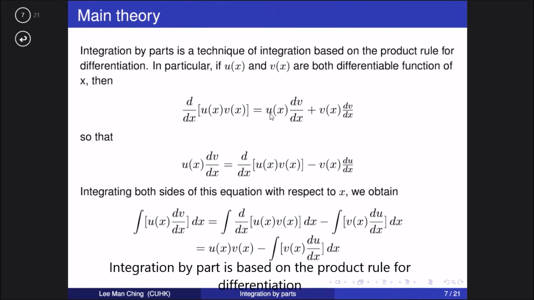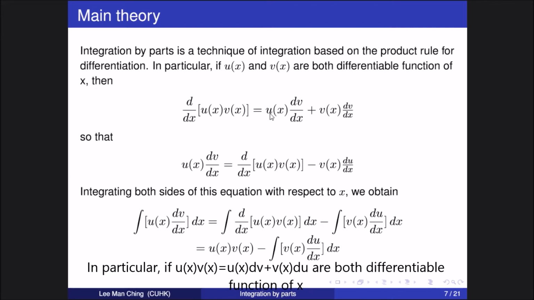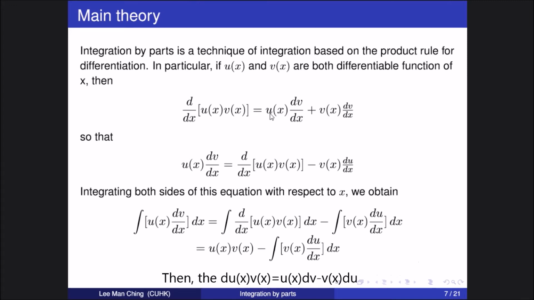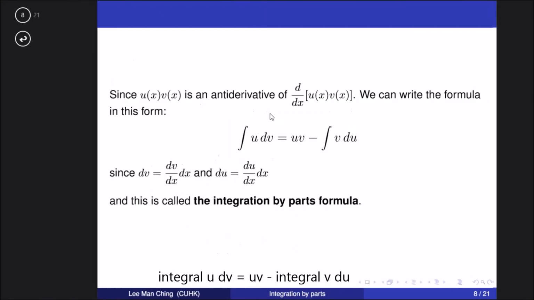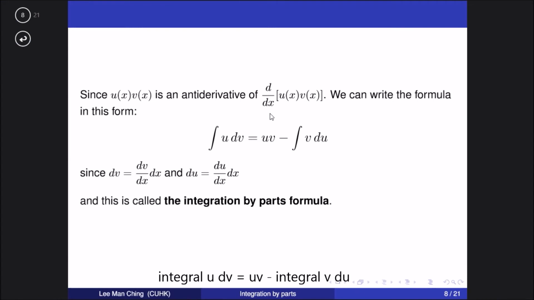Integration by parts is based on the product rule for differentiation. In particular, if u(x) and v(x) are both differentiable functions of x, then the derivative of u(x)v(x) will be equal to u(x) times the derivative of v with respect to x, plus v(x) times the derivative of u with respect to x. And rearranging the terms, we'll finally get the formula: the integral of u dv equals uv minus the integral of v du.